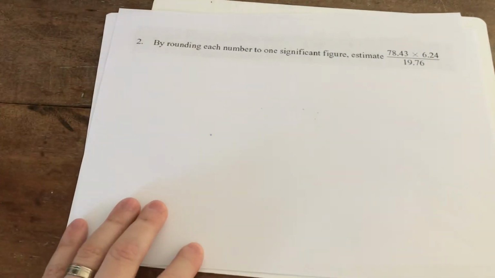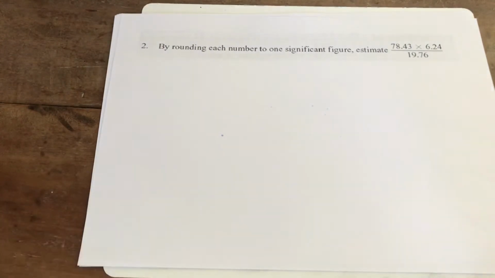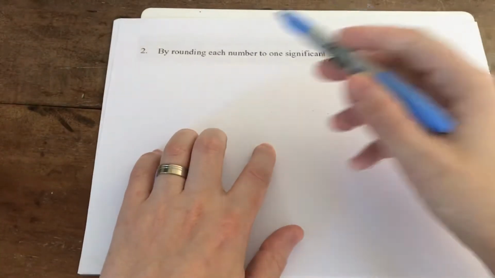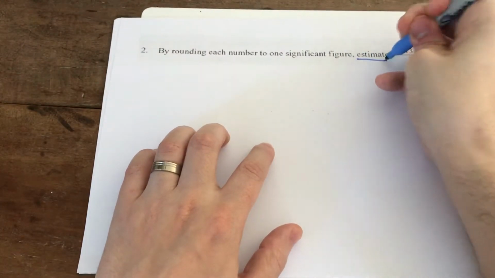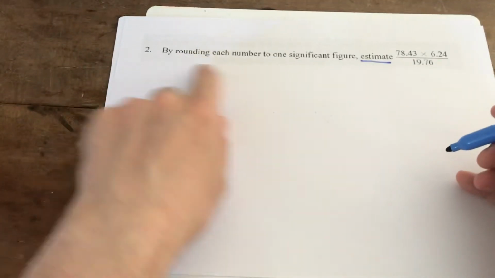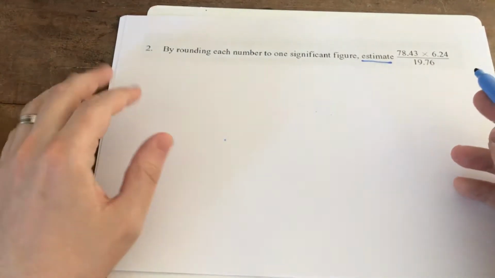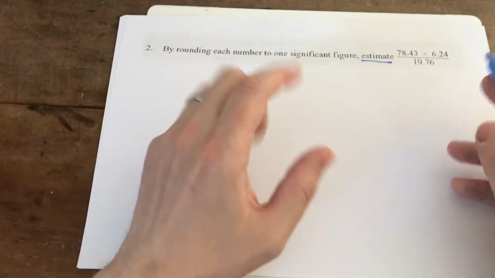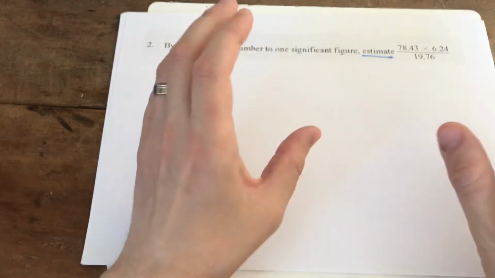If we have a look at this question here, it says by rounding each number to one significant figure, estimate. I want to point something out here. It keeps saying by rounding each number to one significant figure, estimate. You're not always given this information. If it says estimate, you must always round to one significant figure. The question's telling you to do this in this instance, but it might not always do that.